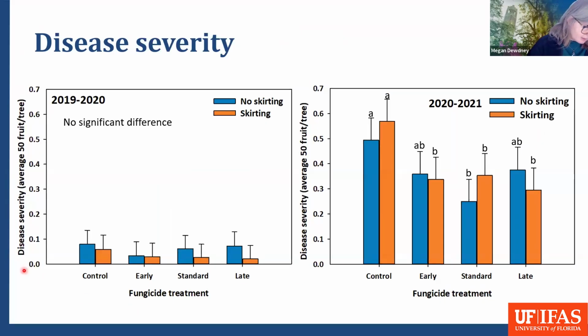Looking at disease severity, so how much disease was on the fruit, we looked at 50 fruit per tree. Again, we have our fungicide treatments: control, early, standard, and late, and orange and blue. Blue is no skirting, orange is skirting. In 2019, when we had very little disease, our rating is only looking at a couple of hard spots per fruit. You can see that skirting does seem to have a consistent effect for the incidence, but again, it's not large enough to be significantly different from the no skirting treatment.